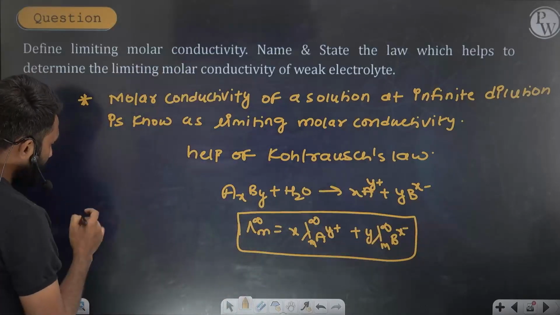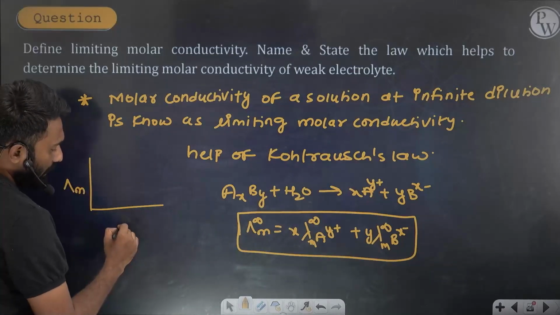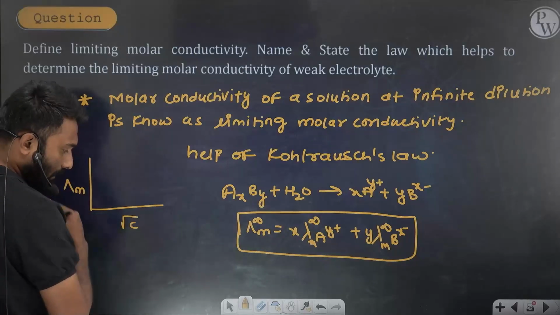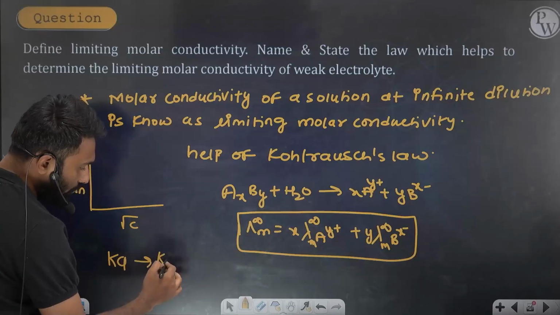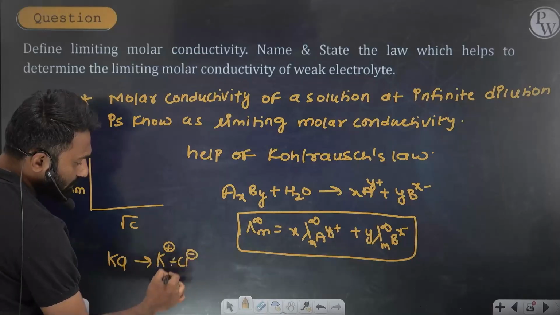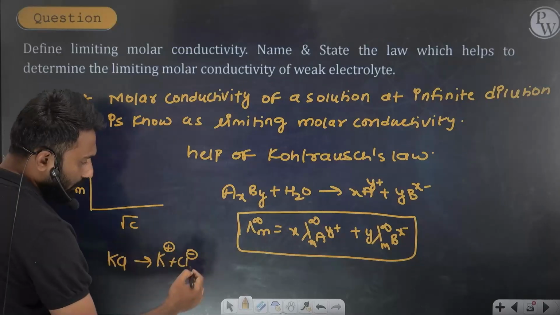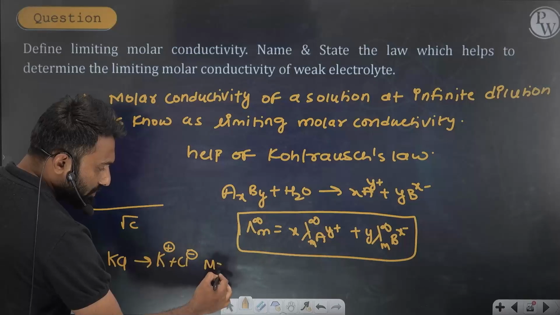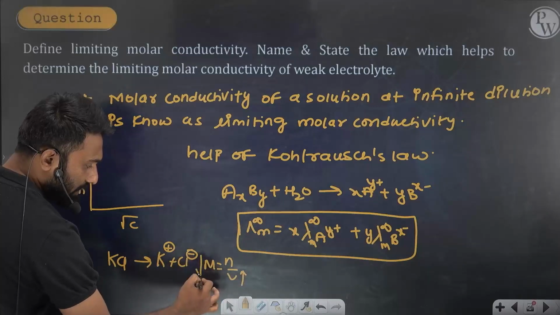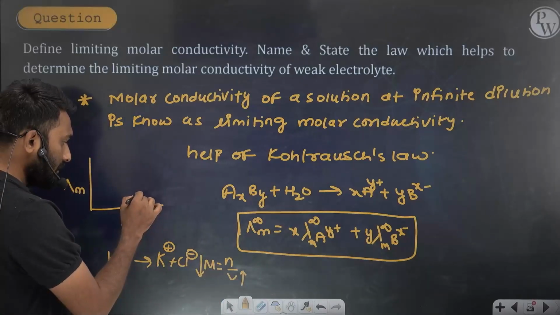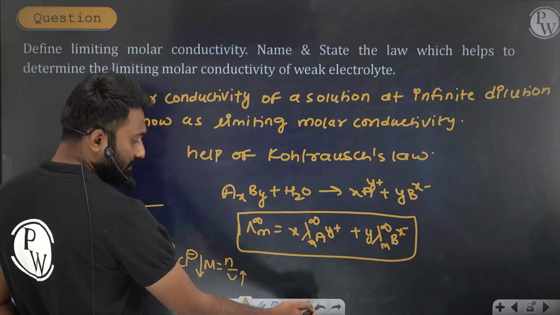Now see, here if you take molar conductivity and its concentration. KCl is a strong electrolyte, converted into K plus and Cl minus, completely ionized. Concentration, molarity, is the number of moles by volume in liters. If the volume increases upon dilution, the concentration decreases, and the curve touches the y axis, because it is completely ionized.